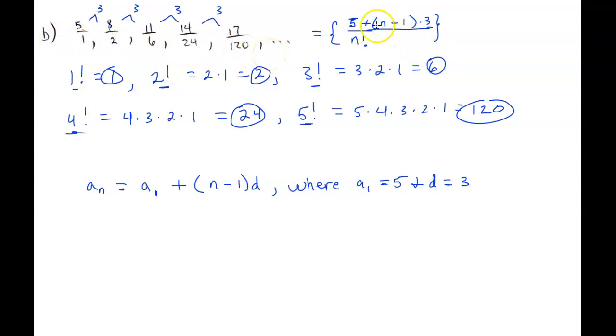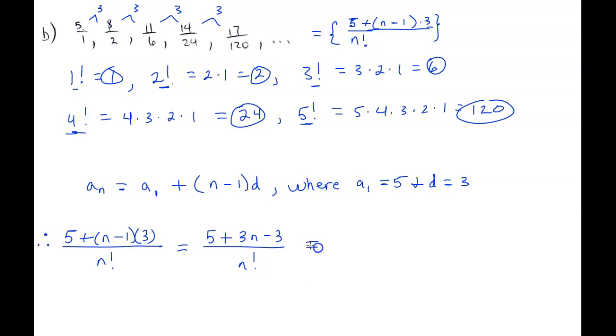So the only thing I really need to do now to clean this up is to figure out, well, what is 5 plus n minus 1 times 3? Okay. So here, let's say, therefore, 5 plus n minus 1 times 3, all that over n factorial. It's just going to be 5 plus 3n minus 3 over n factorial, which 5 minus 3 is just 2. So it'll be 3n plus 2 over n factorial. And so this would be the sequence in its algebraic form that would represent each number in the sequence.